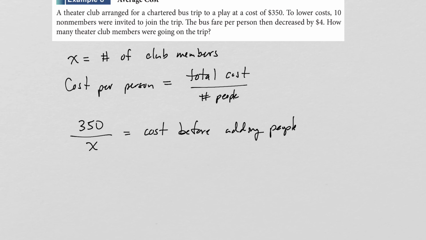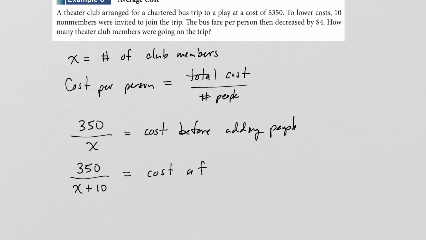Now it says when we add 10 people, the cost decreased by $4. So the cost after we added 10 people is 350 divided by the total number of people, which is going to be x plus 10. This is the cost after adding. And what they tell us is that this cost is $4 less than the other cost.